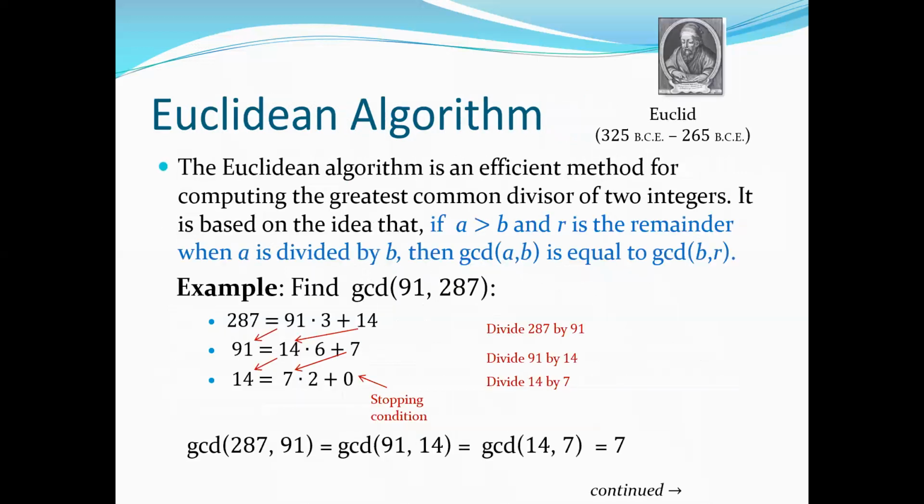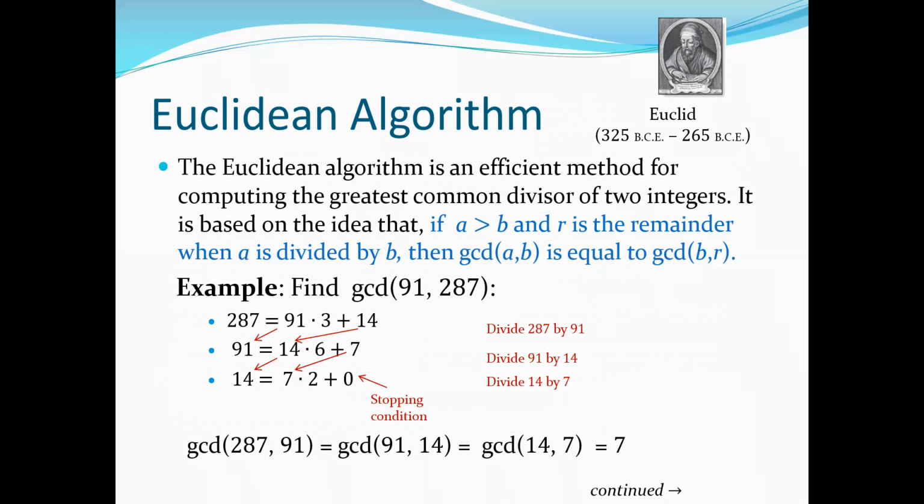And another way of determining our GCD is using the Euclidean algorithm. The Euclidean algorithm is an efficient method for computing the greatest common divisor of two integers. It is based on the idea that if a is greater than b and r is the remainder when a is divided by b, then GCD(a,b) is equal to GCD(b,r). Basically, we're going to use the division algorithm to determine the GCD.